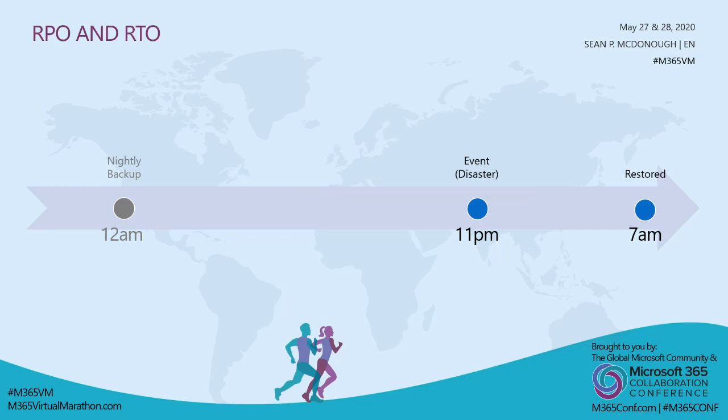RTO is a little bit easier to envision. If I had a disaster at 11 p.m. and I have an RTO of 8 hours, then I'm in a situation where I have 8 hours to get my system back up and running. And that, like RPO, is not a decision or a call that's made in a vacuum.